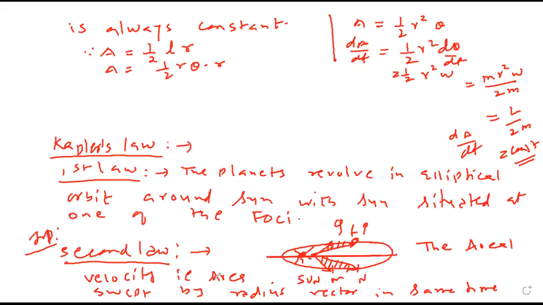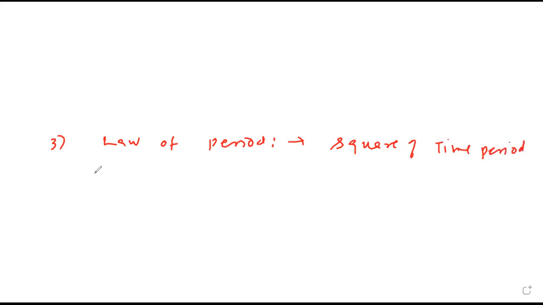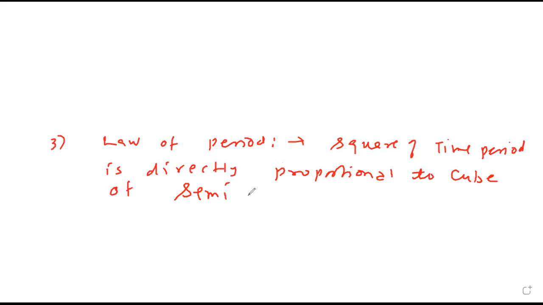Done, sir. Okay. Third one. It is also called the law of periods. Square of time period is directly proportional to cube of semi-major axis.